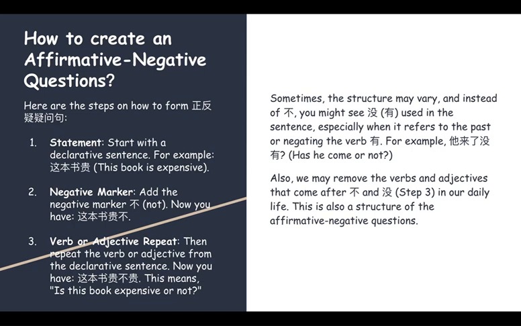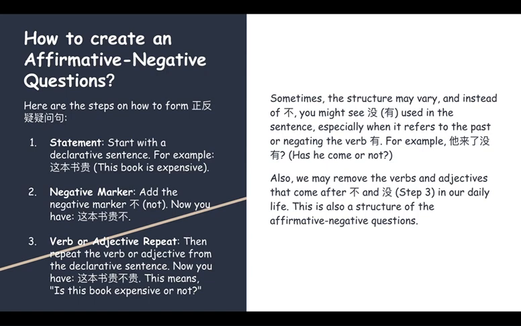Sometimes the structure may vary, and instead of 不, you might see 没有 used in the sentences, especially when it refers to the past or negates the verb 有. For example, 他来了没有? Has he come or not? Also, we may remove the verbs and adjectives that come after 不 and 没 in our daily life. This is also a structure of the affirmative negative questions.